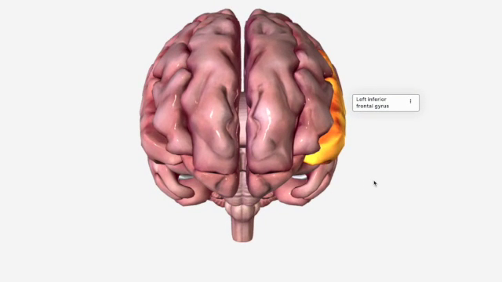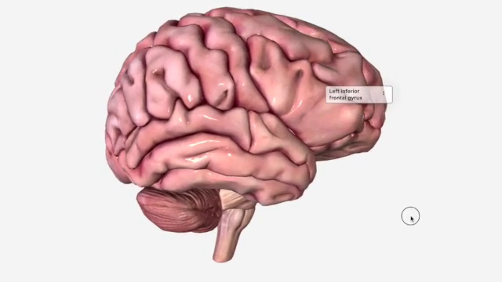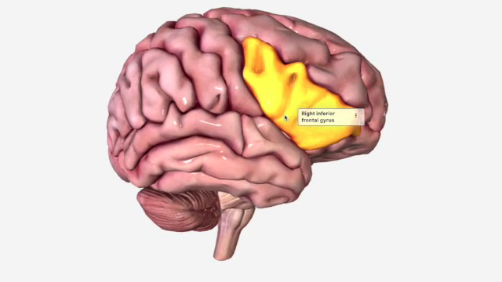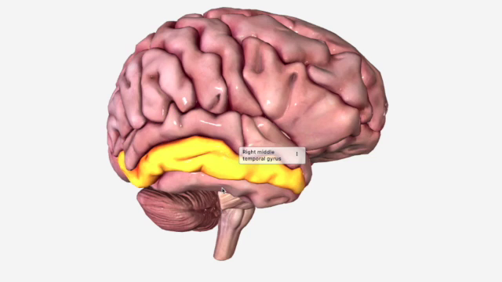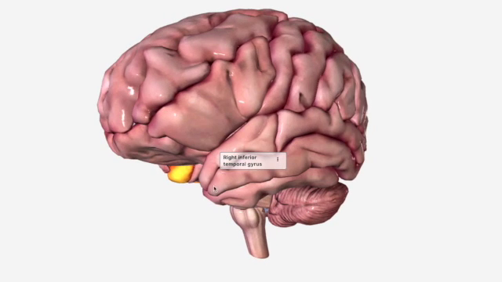Then we have the right and left temporal lobes. We have the superior temporal, middle, and inferior. Same thing on the left side. Superior, middle, inferior, and superior.